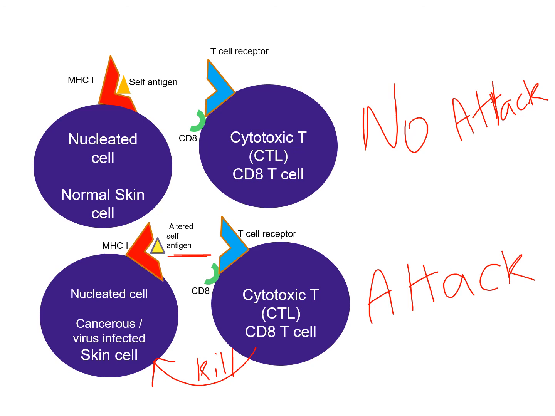Versus in the top scenario, we said that as long as your cell is presenting a piece of its own self-antigen, then your cytotoxic T cell is not going to attack it and it's going to leave it alone. But if the cytotoxic T cell recognizes that the self-antigen has been altered, then it's going to make contact with it. It's going to bind with that MHC receptor, and it's going to release chemicals that will kill that cell. Those chemicals are going to induce the cell to commit apoptosis, which is basically cell death.